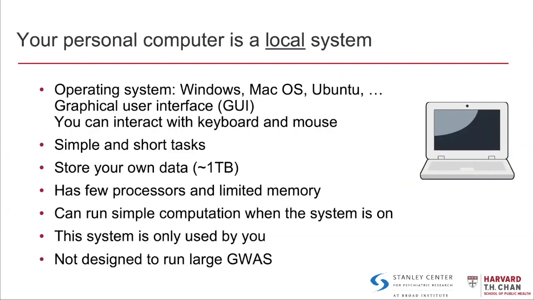So now let's talk about what a local system is. Your personal computer is a local system. It means it has a graphical user interface, which is either Windows, macOS, or Ubuntu, that you can interact with using keyboard and mouse. With this local system, you can do simple and short tasks. You can store your own data with a maximum amount of something around 1 terabyte for most computers.